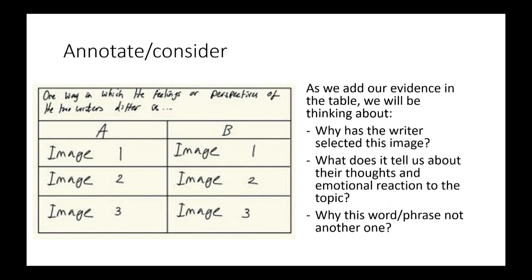And then you write your three images into the table. So image one, image two, image three. I've got this for the elephant, so we'll look at that in a moment. As you plan this out, you ask yourself, why has the writer selected this image? It doesn't have to be an image, it could be a different method, but imagery often works best. What does it tell us about the writer's thoughts and emotional reaction? And why this word or phrase and not another one? These are always things that will help.